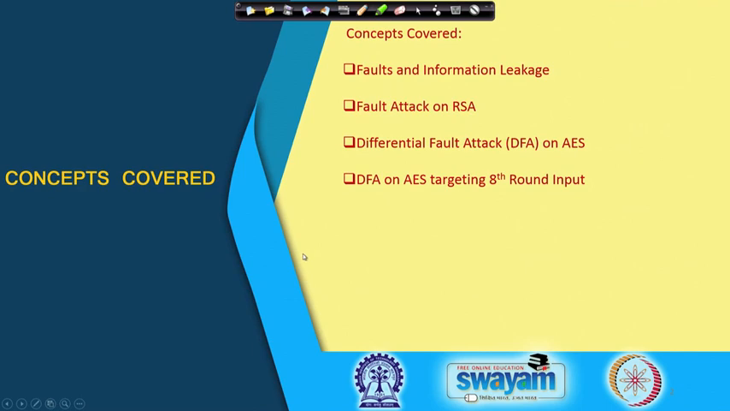We shall start with trying to understand what is the relationship between faults and information leakage. I will be discussing a classic fault attack on the RSA crypto system, and then we shall look into how to perform a particular type of fault attack called differential fault attack, which is basically a combination of fault attacks with differential cryptanalysis, and try to apply it on AES. And then we shall look into DFA on AES, targeting specifically the 8th round input of AES 128.